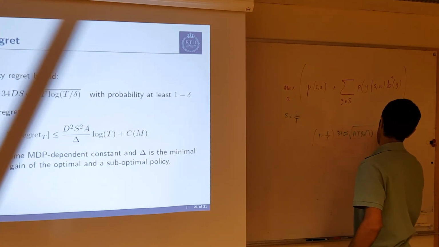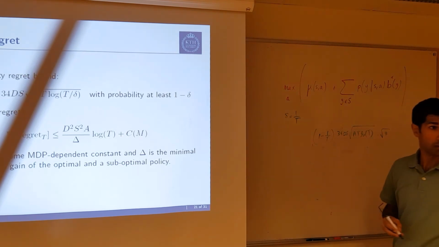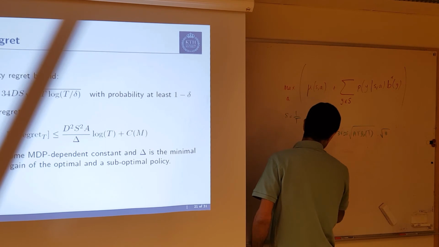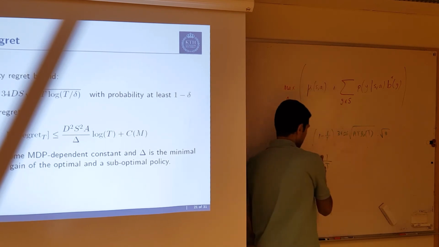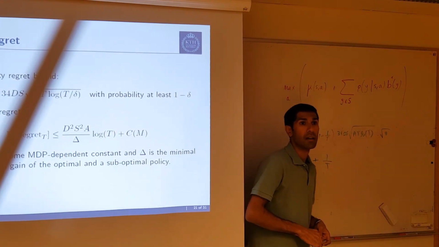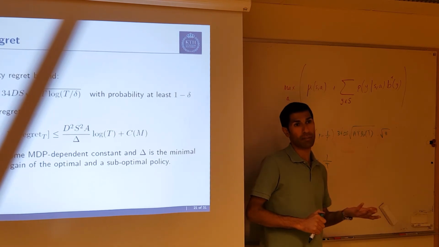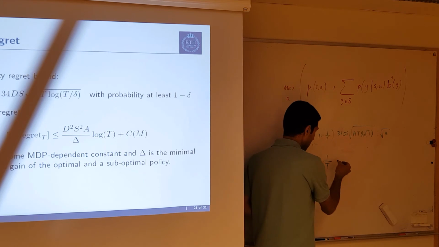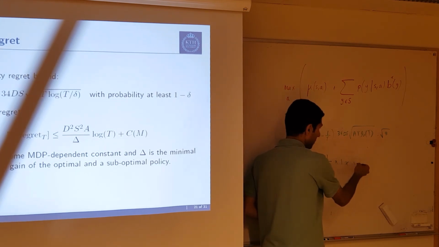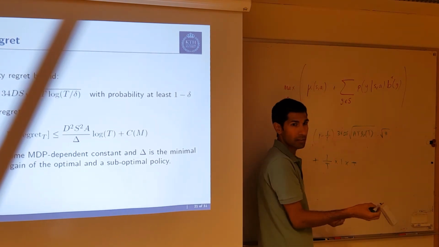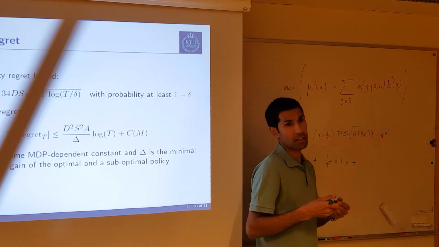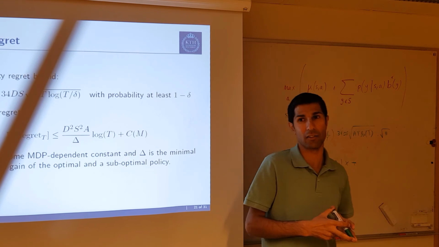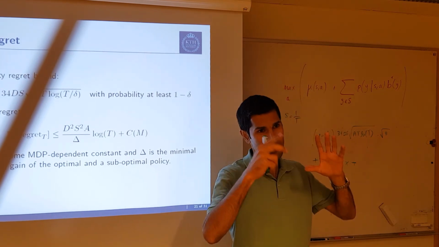Square root of 2, okay? And with probability 1 over T, I incur the maximum regret, which is 1 in each state times T. Because there are T steps, and of course it depends on the range of the reward function and the support of the transition probability, but assume that it has bounded support.